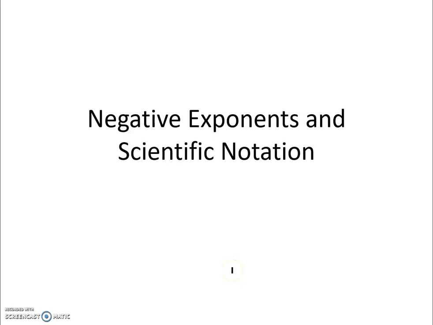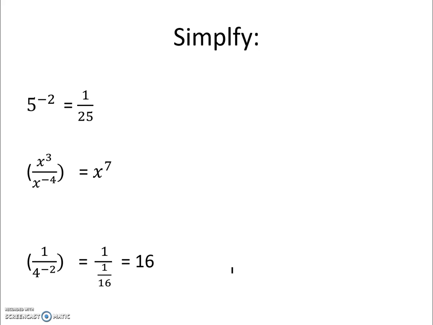Today we're going to be looking at negative exponents in scientific notation. First of all, we're asked to simplify 5 to the negative 2. I want you to think of that as without the negative, and we know 5 squared is 25. That negative exponent does not make it negative, it puts it under 1. So the answer is 1 divided by 25.